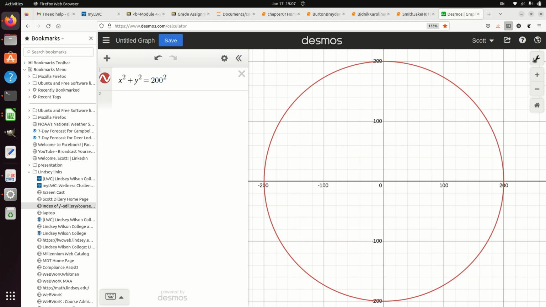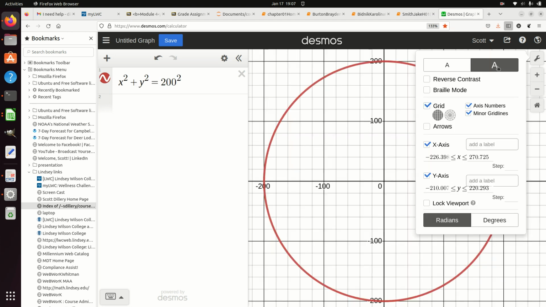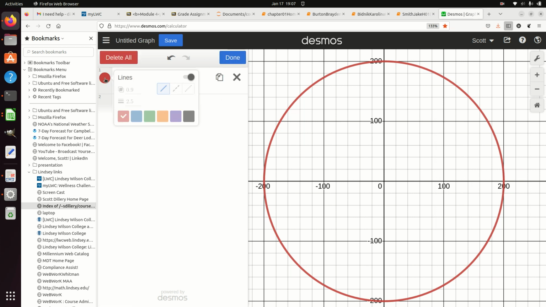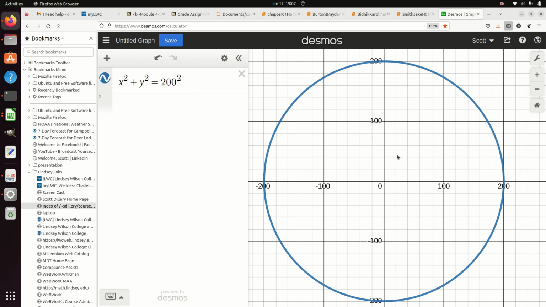Now I think I'll click here and do bold settings so you can see that a little better. I could go here and change the color to blue and say done. I don't know if blue shows up better or worse, but I could do that.